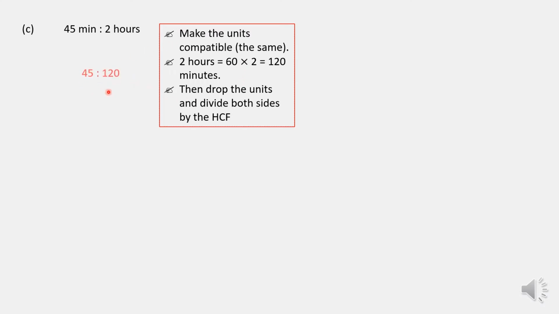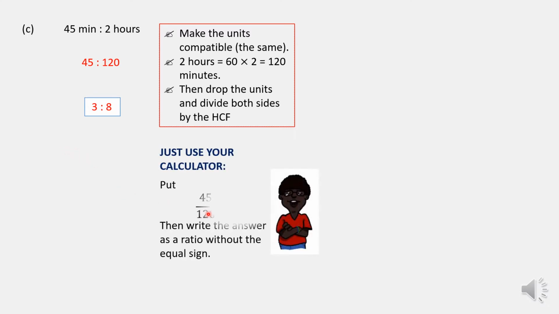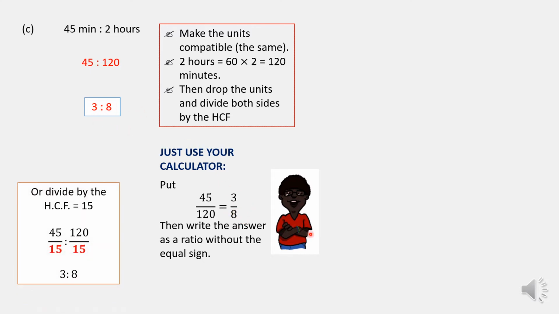All right, so 2 hours is equal to 120 minutes because 1 hour is 60 minutes. So when you're here at 45 to 120, then you find the highest common factor, or you simply use your calculator. All right, the idea is for you to find that 3 to 8. So when you use your calculator, you put 45 over 120, you get 3 over 8. So this ratio is essentially a fraction, but you have to write your answer in ratio form. Okay, so to get this 3 to 8, if you were using the other method, you would divide by 15, which is the highest common factor.